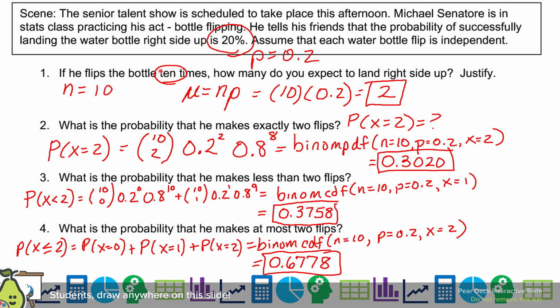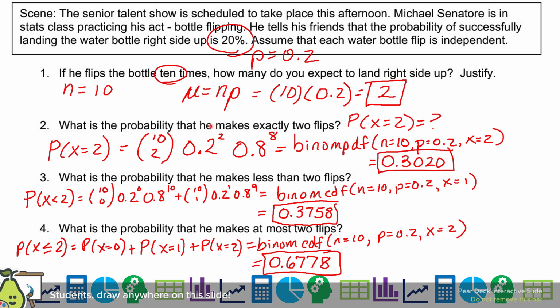Justify. Well, if we know 10, that's the total number of attempts. Then we know n equals 10. That tells us we're using the binomial distribution. And the mean from the formula chart, or expected value, is n times p. So we have 10 attempts with a probability of 0.2. We expect him to get 2. And you could probably intuitively figure that out, because 20% of 10 is 2.